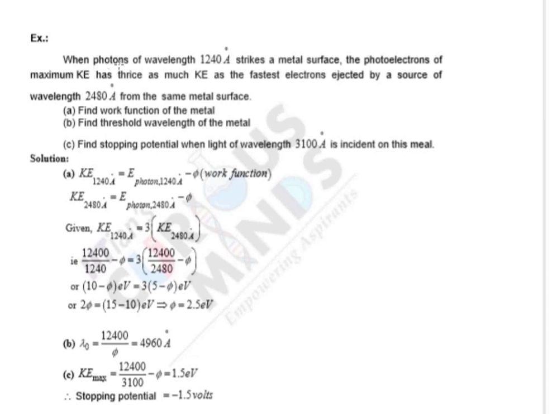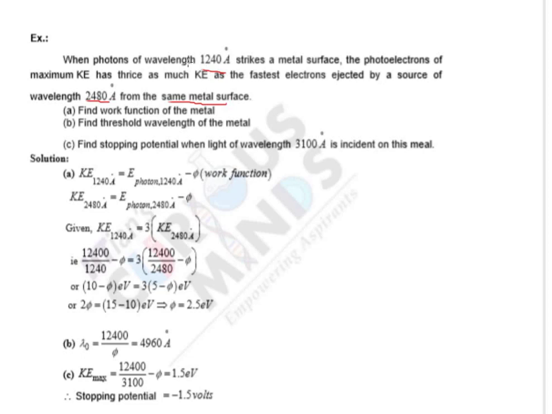So when photons of wavelength 1240 angstrom strike a metal surface, the photoelectrons with the maximum kinetic energy have thrice as much kinetic energy as the fastest electrons ejected by a source of wavelength 2480 angstrom from the same metal surface. सीधी सी बात है.